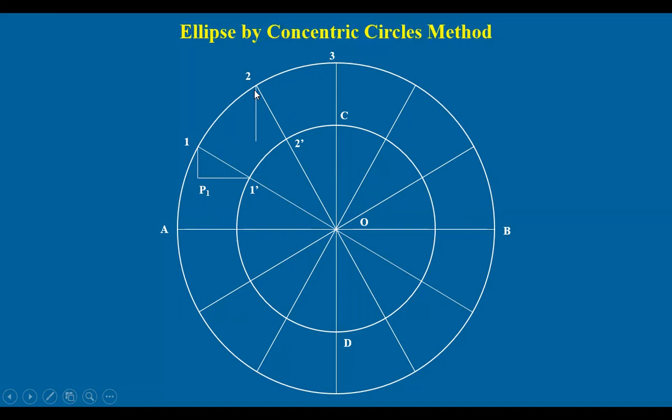Similarly, you draw a vertical at 2 and a horizontal at 2 dash. These two intersect here at P2. So these P1 and P2 are on the curve, the ellipse. Similarly, we can follow the same procedure for the remaining quarters also. So the curve starts with A here. These 2 points will be on the curve. And because CD is the minor axis, this point C is on the curve.